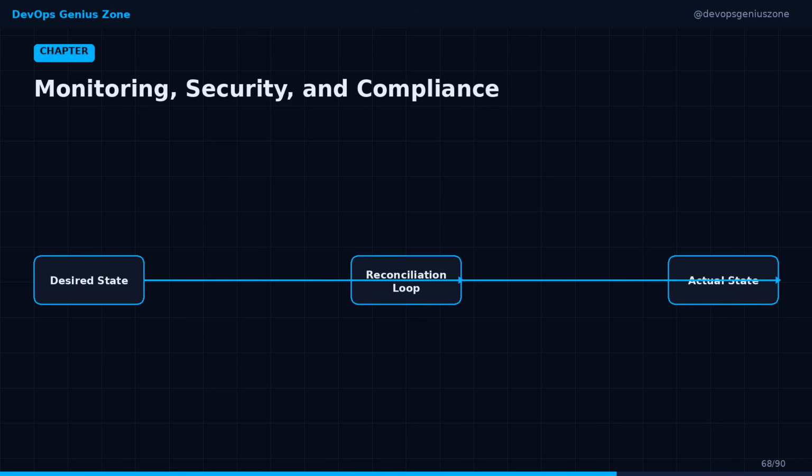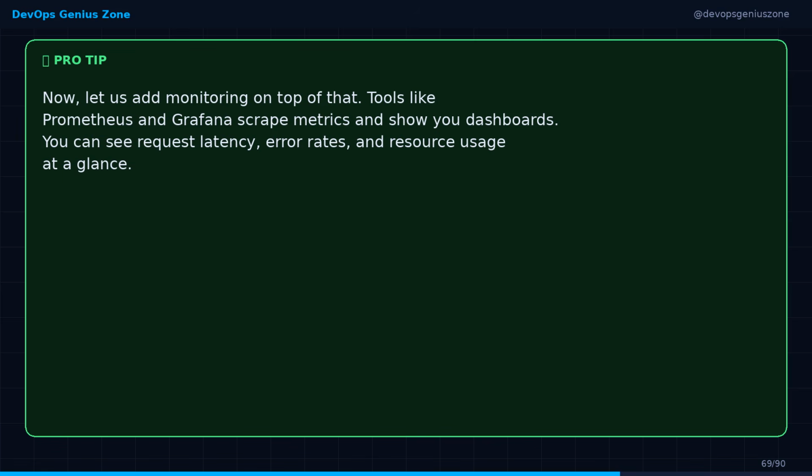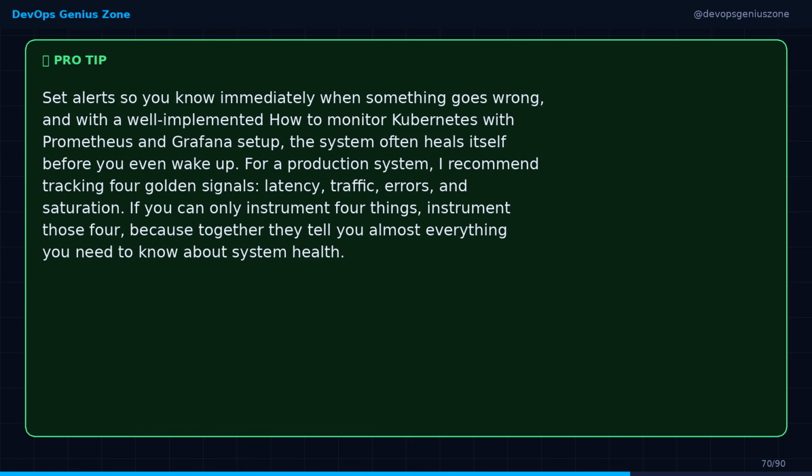Set alerts so you know immediately when something goes wrong, and with a well-implemented how to monitor Kubernetes with Prometheus and Grafana setup, the system often heals itself before you even wake up. For a production system, I recommend tracking 4 golden signals: latency, traffic, errors, and saturation. If you can only instrument 4 things, instrument those 4, because together they tell you almost everything you need to know about system health.